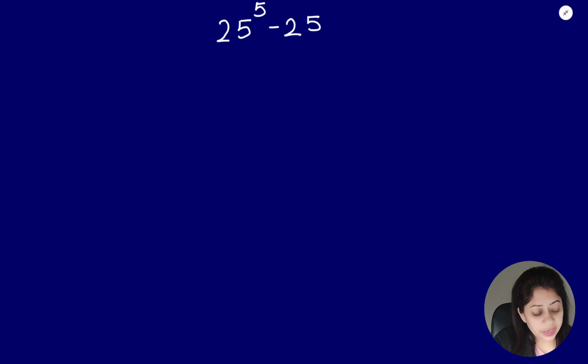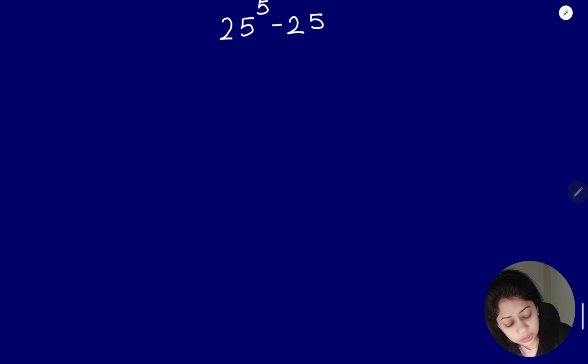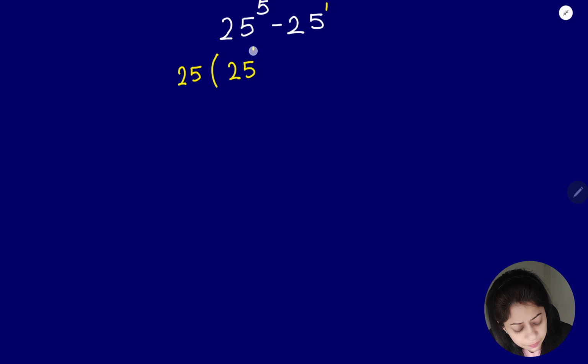So in this video we have a question: 25 raised to power 5 minus 25, and we need to solve it without the calculator. How do we solve this then? So we know this is 25 raised to power 1. I will take 25 common. Inside we will get 25 raised to power 4 minus 1, right?